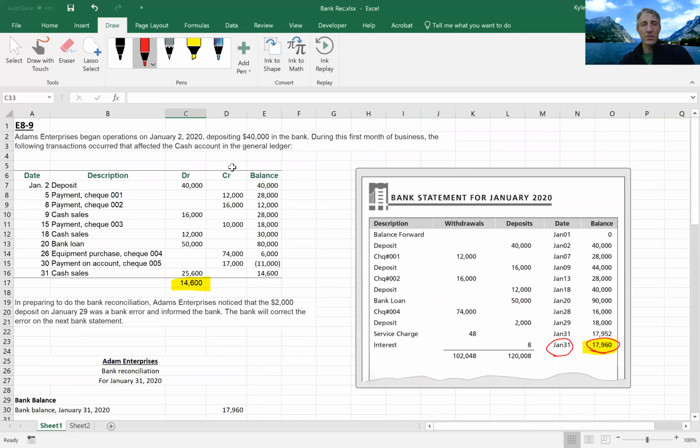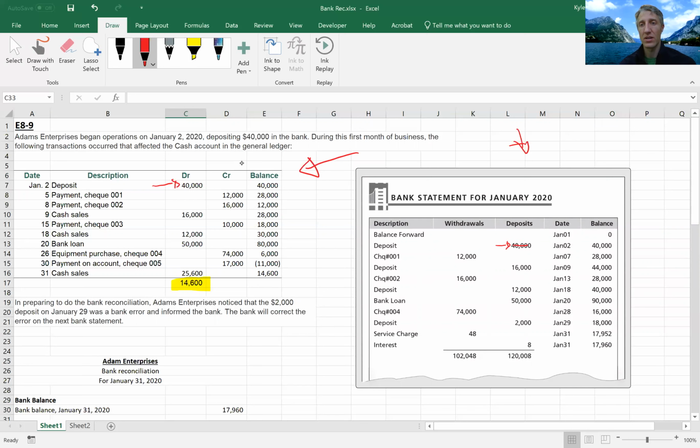So the easiest way to do this is just to go line by line through both the bank statement and the general ledger. I'm going to start by going through the general ledger. We can see on January 2nd, there was a debit to cash of $40,000. That means cash went up by $40,000. So I'm going to now look in the bank statement for a $40,000 deposit. And I can see on January 2nd, there was a $40,000 deposit.